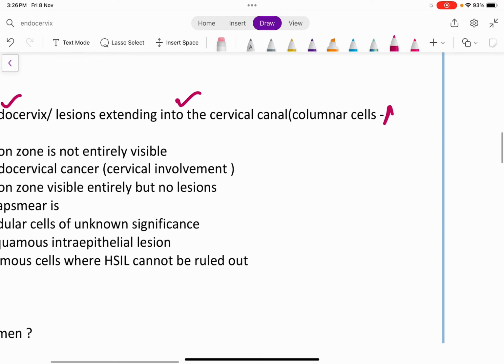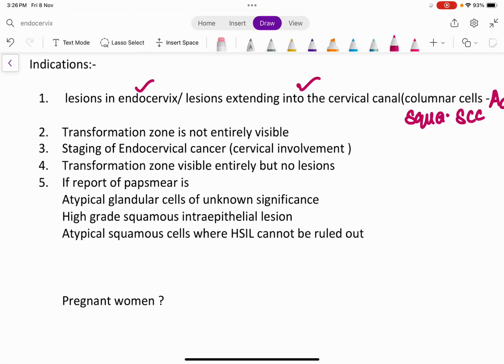Columnar cells, adenocarcinoma. Squamous cells, as the name suggests, it is squamous cell carcinoma. Is that clear? Okay. So the first indication of endocervical curettage was any lesions in the endocervix or any lesion which is extending inside the endocervical canal.